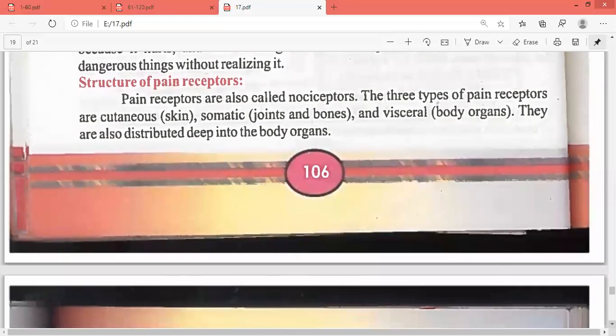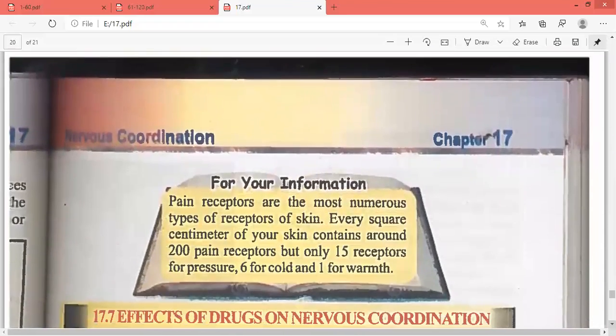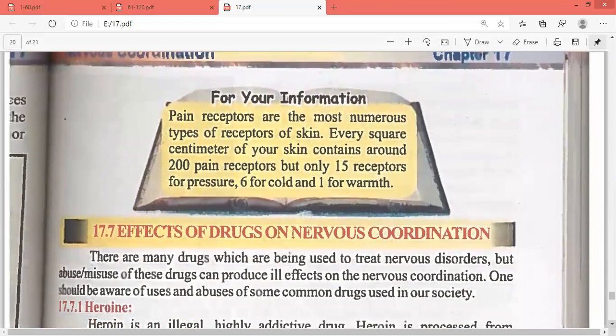Nociceptors. There are three types of pain receptors: cutaneous, somatic, and visceral, and they are also distributed in the body organs. So the body organs may also receive pain. We have numerous pain receptors in the skin. Each square centimeter of the skin contains around 200 pain receptors, but only 15 receptors for pressure, 6 for cold, and 1 for warm.